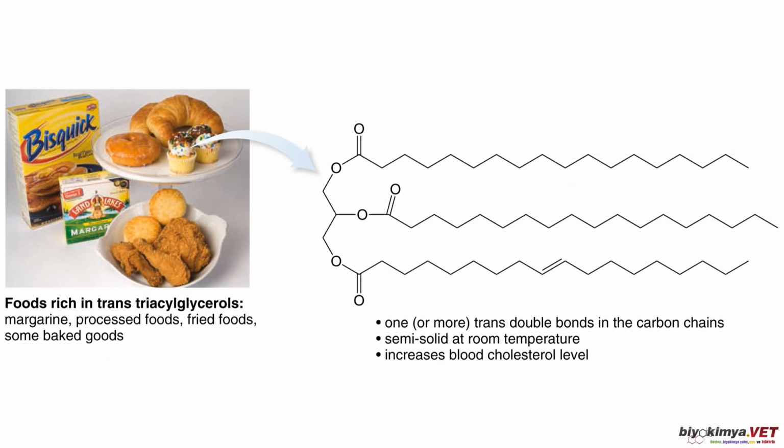And look at here, we have another triglyceride, and as you see, one of the fatty acids carries a double bond, but it's a trans double bond, which makes the fatty acid here behave like a saturated fatty acid. There is no bend at the point of the double bond due to the trans nature, which makes the triglyceride semi-solid at room temperature. And these are the food sources which are rich in that kind of triglycerides.